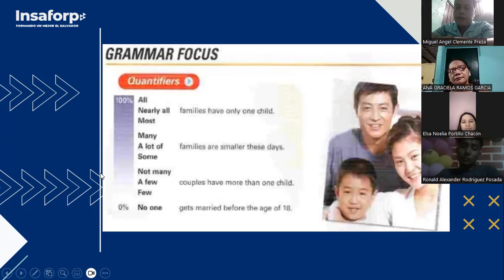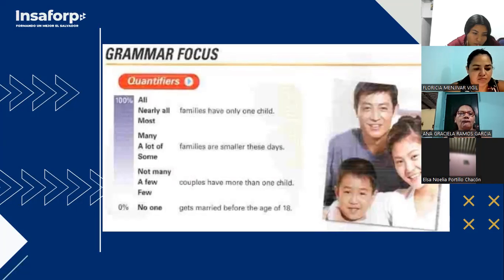What else? Miguel Angel. Hi. Hello, Miguel Angel. Which one do you consider? Are a few and few used for countable things or for uncountable? For countable. Okay, for countable. Okay, guys, we're going to clear up this case.